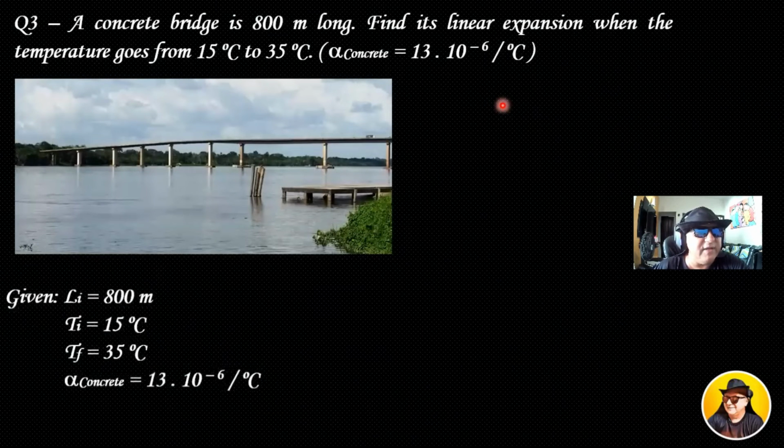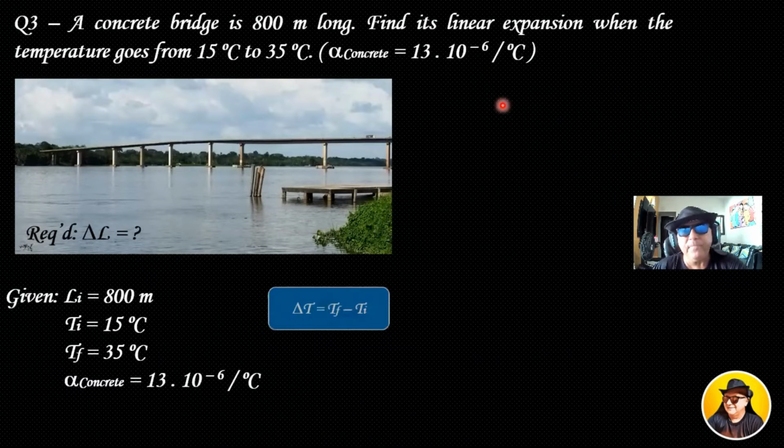And what was given, the initial length is 800 meters. The initial temperature is 15 degrees Celsius. And the final temperature is 35 degrees Celsius. And alpha of the concrete is 13 times 10 to minus 6 over degrees Celsius. Well, let's find delta L, okay?